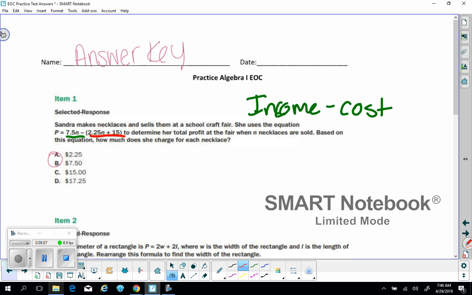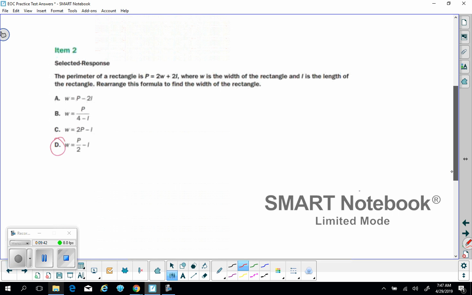Now let's say you didn't know what profit was because they don't tell you what it means, right? What I would be doing if I were you is eliminating the answer choices that don't make sense. So it's saying for each necklace, and since n represents necklace, I can guess that it's either going to be 7.5 or 2.25. So elimination, I should eliminate C and D. That way you have a 50-50 shot, right? Always use those tools to try to get you down to a 50-50 shot. Okay, number 2. So for this one, we're just solving for W.